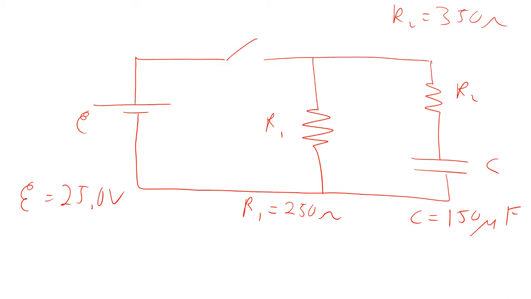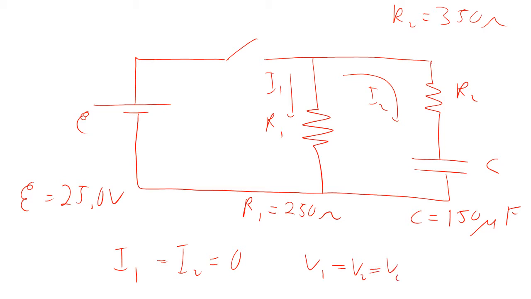Now, I'm going to say, first of all, the switch is open. So what's the current and voltage and everything? If at first the switch is open, then the current, we'll call this current 1 this way and current 2 that way, those are equal to 0. The voltage on resistor 1 equals the voltage on resistor 2, which equals the voltage on the capacitor. That's equal to 0. So the switch is open, everything's 0, everything's uncharged.